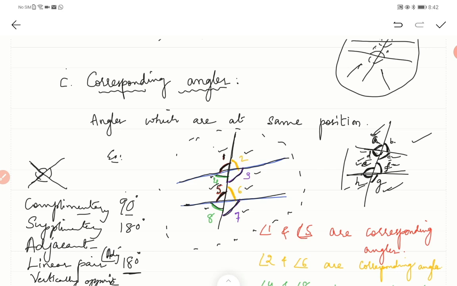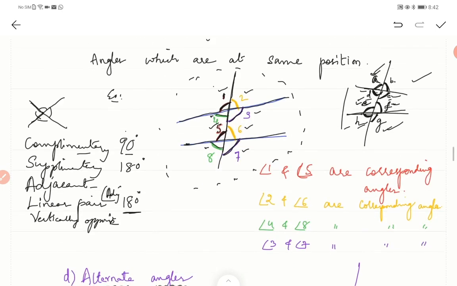I hope you will repeat these angles again and again. You need to repeat it louder. I am repeating these angles again and again so that you can remember them very well and it becomes easy for you. Okay, I will stop here in this video.